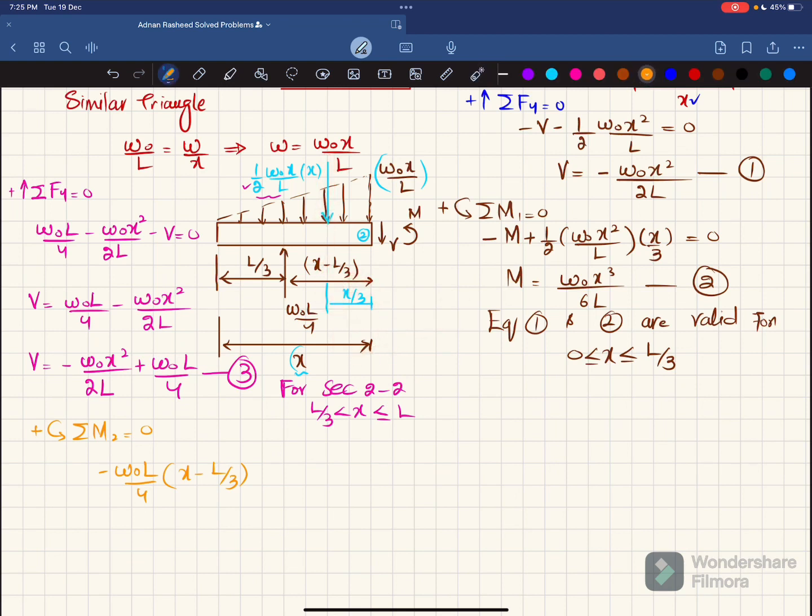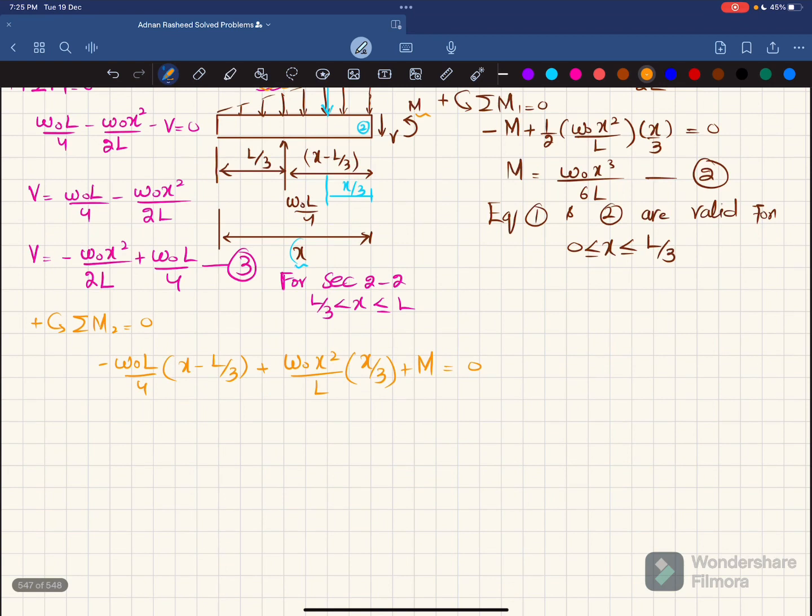So I will write this load, which is plus 1 W naught X square over L, into the perpendicular distance x by 3, and there is an external moment which is positive. Their sum must be equal to 0. So when you solve this, you will get this moment will be equal to minus W naught L over 4 into x minus L by 3 plus W naught X cube over 3L.